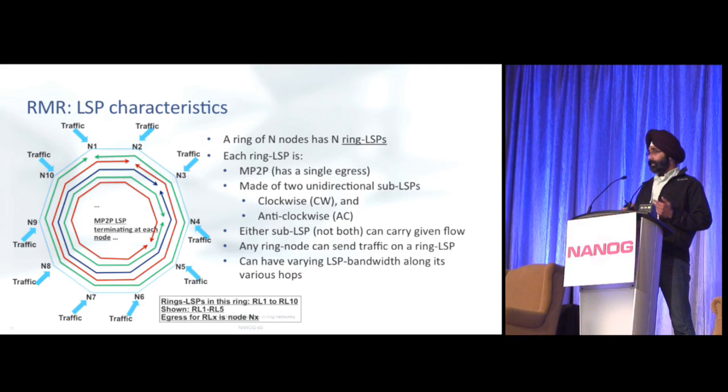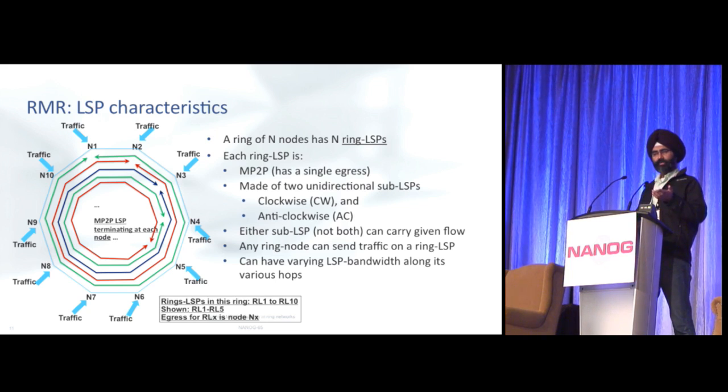So basically, what is an RMR LSP? What are its characteristics? In this ring of 10 nodes, N1 to N10, there will be N ring LSPs that will signal themselves once the ring is auto-discovered and the self-configuration process has finished. Each ring LSP will be a multi-point to point LSP. By virtue of that, it means it has one egress router. Demonstrated in this picture by those colored lines are 5 ring LSPs, where the node where the 2 arrows meet for a given colored line happens to be the egress for that ring LSP.